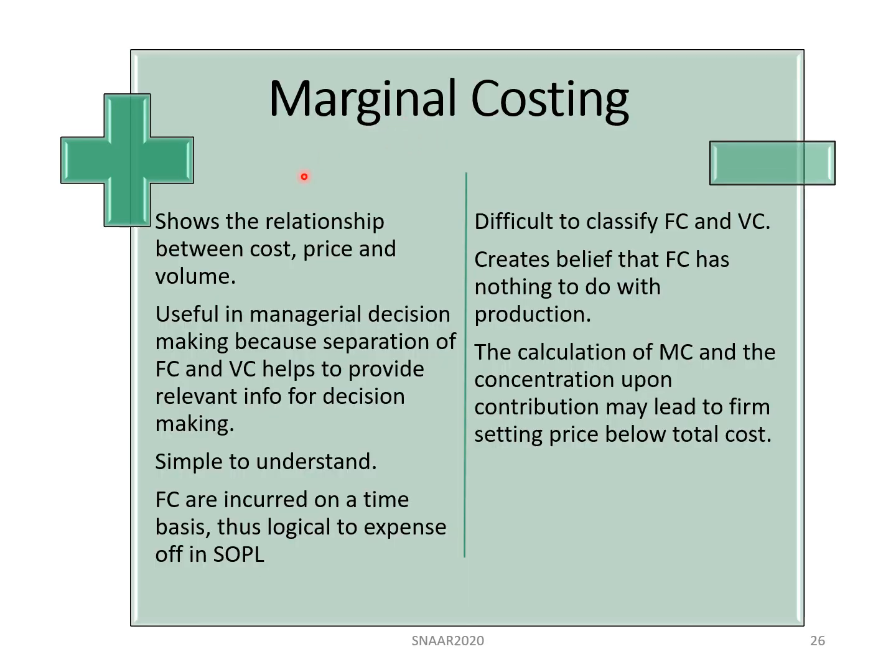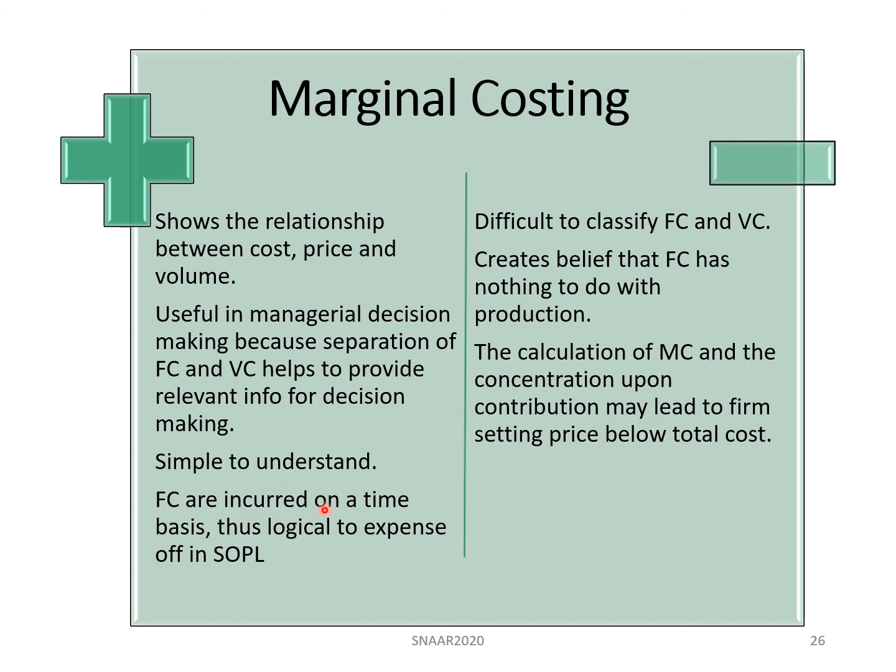This one adalah the advantages and the disadvantages of marginal costing, which is the theory part in your question. So, the advantages of marginal costing is it shows the relationship between cost, price, and also volume. And it is useful for managerial decision making because bila kita separatekan fixed cost dan variable cost tu, dia akan help to provide relevant information for decision making since the fixed cost usually in short term dia adalah irrelevant. And it is simple to understand, so it's easier for anyone to understand the decision made by the managers lah.